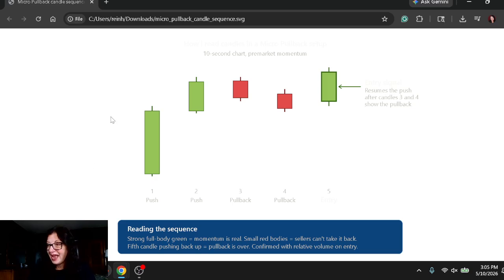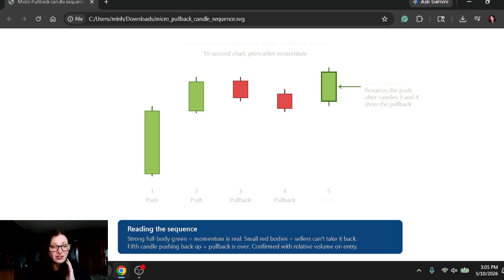All right, and then candle 5, look at that. It's green again, full body, picking up right where this initial push left off. That's my entry signal. The pullback is over and momentum is resuming. So sometimes it's not a full reversal. It's just a momentary sell-off, a momentary pullback, like in a micro pullback or a bull flag pullback, and then the momentum resumes higher. That is exactly what I'm looking for.